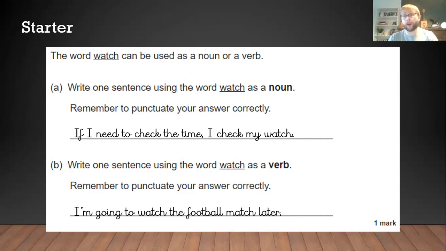So see how you got on. Have you used it as a verb and as a noun? Is it something that you can have, touch and feel and wear? In this case, a watch. And then is it something you're doing? Watching. But obviously don't put the suffix on the end. It has to be just the word watch. So it needs to be done in the right tense as well.